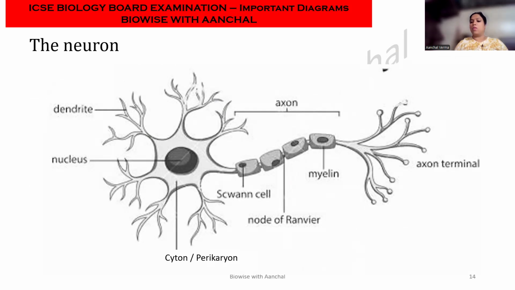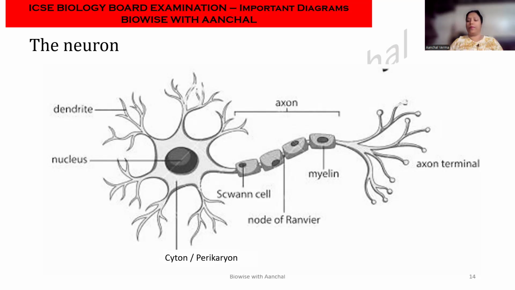Then you have the neuron. We are drawing the neuron, class 6 standard. Then please, if the diagram is asked, be very specific when you draw. Cyton, perikaryon, that is the head part. Axon is the tail. Axon terminal is the last part, which is connected to the next dendrites for the transfer of impulse. Okay.